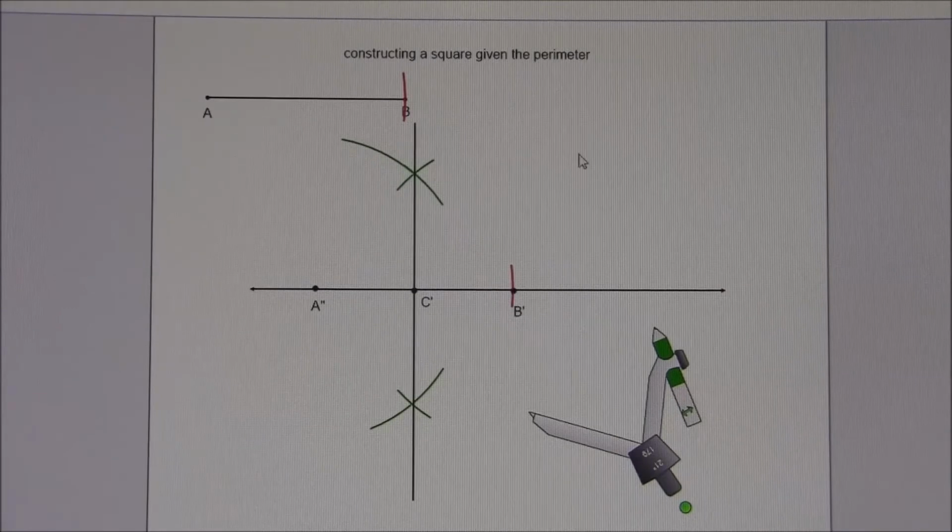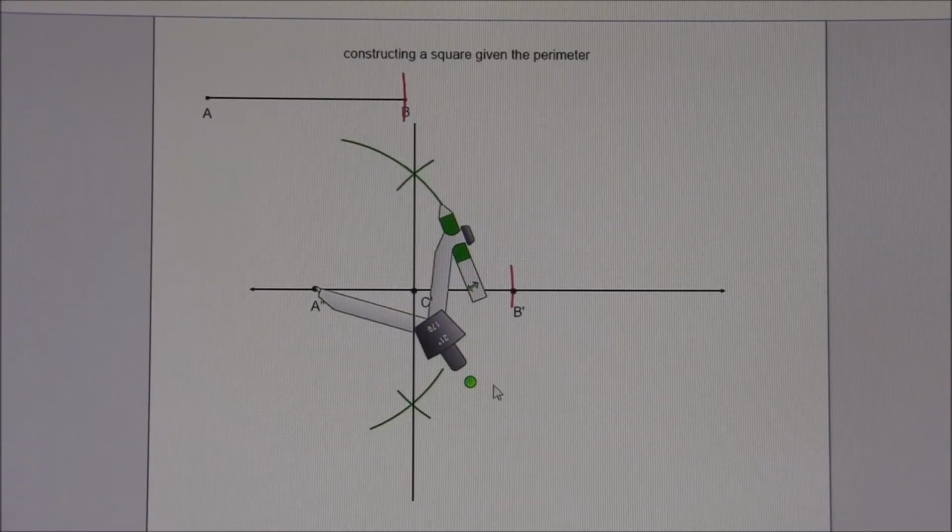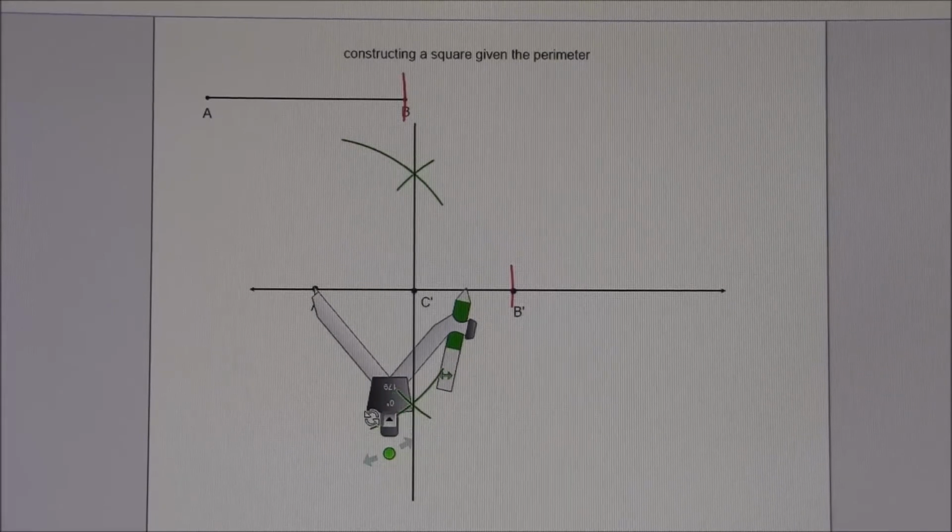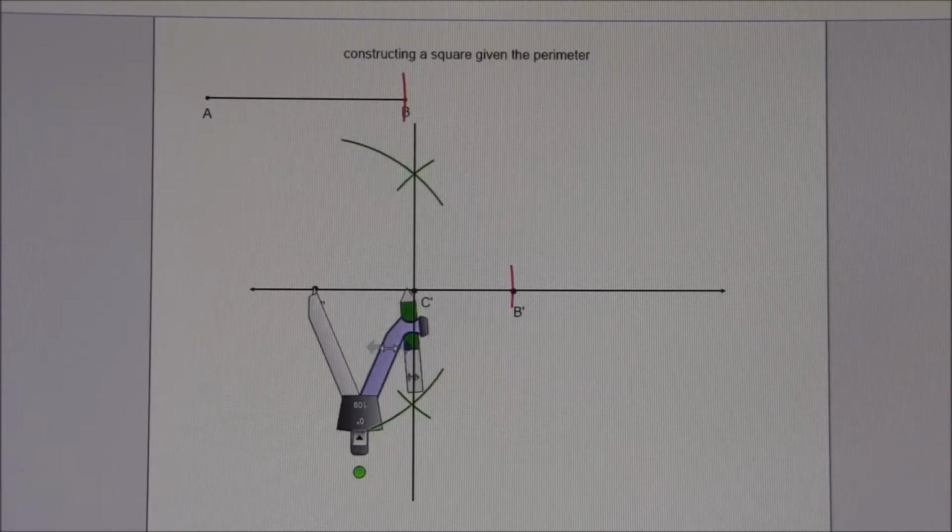Let's think about A prime C prime as the bottom and the right side, and C prime B prime means the top and the left side. So if I'm going to construct this, that means I need to break this in half again, because a square has all sides congruent. Now I need to bisect A prime C prime and bisect C prime B prime. So let's take the compass. More than halfway.